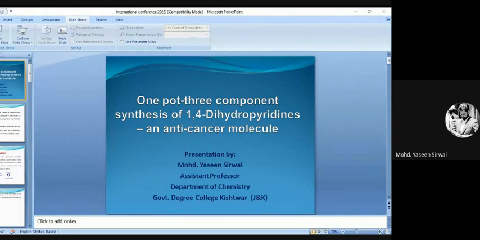We can see the structure. These drugs have this moiety. This is the 1,4-dihydropyridine moiety.